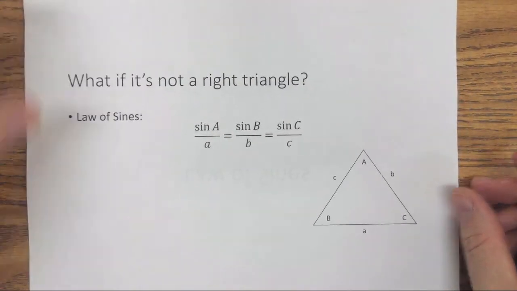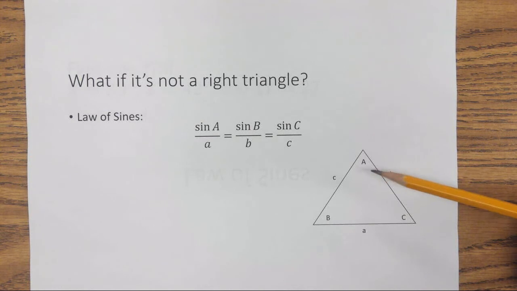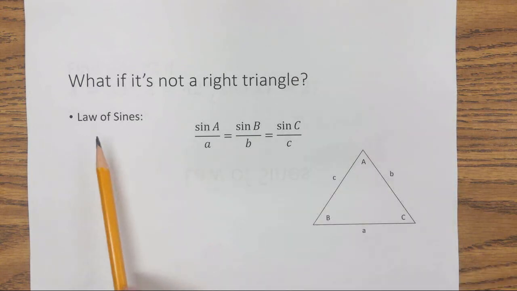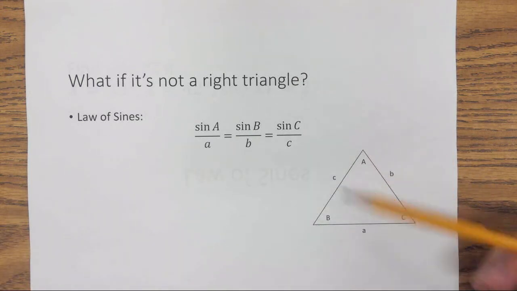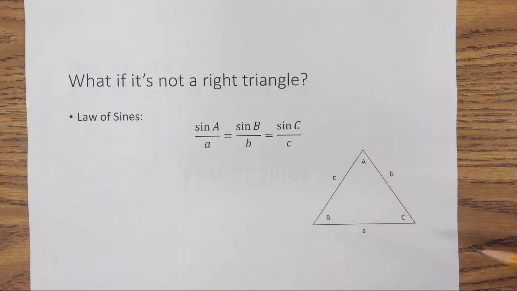The law of sines is something that we can use for triangles that are not right triangles. So what if the triangle that we're working with is not a right triangle? Well, we can use the law of sines to find the sides or the angles or whatever we want, and all it really is is a set of ratios that are set equal to each other, so it's a proportion.